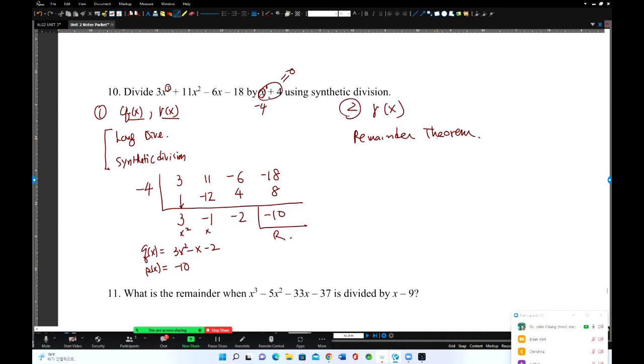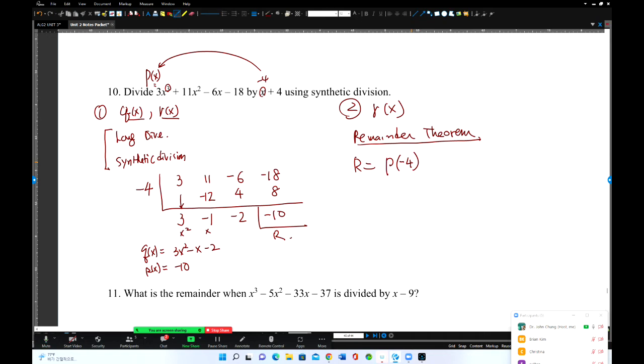If we want to find only the remainder, we use the remainder theorem. What's the remainder here? If this is P of x, a polynomial function, put this number, negative 4, into it, and that's the remainder. The remainder is just P of negative 4. This is the remainder theorem.